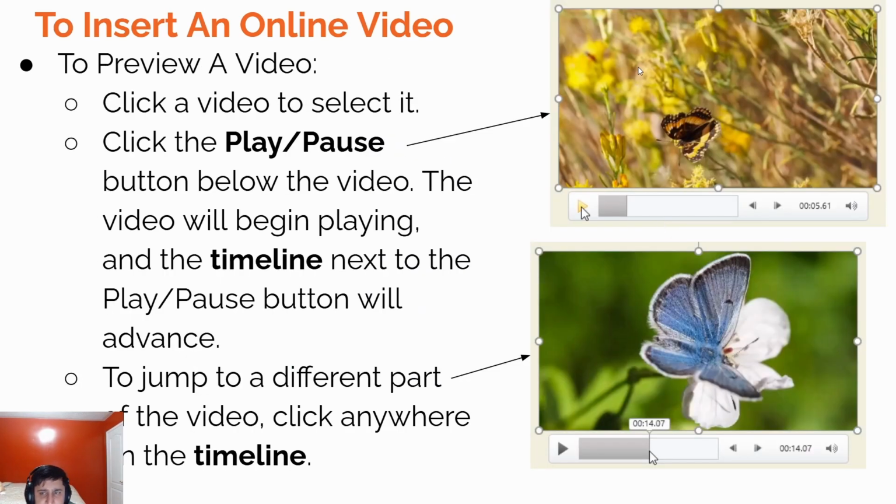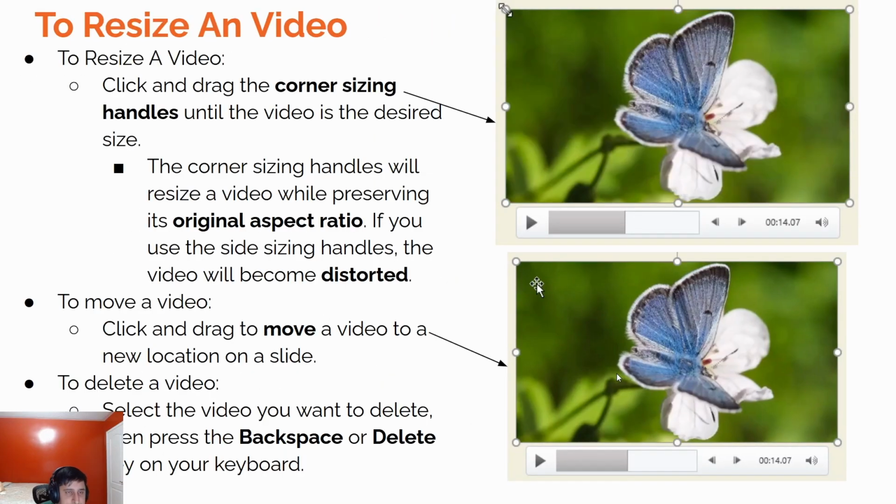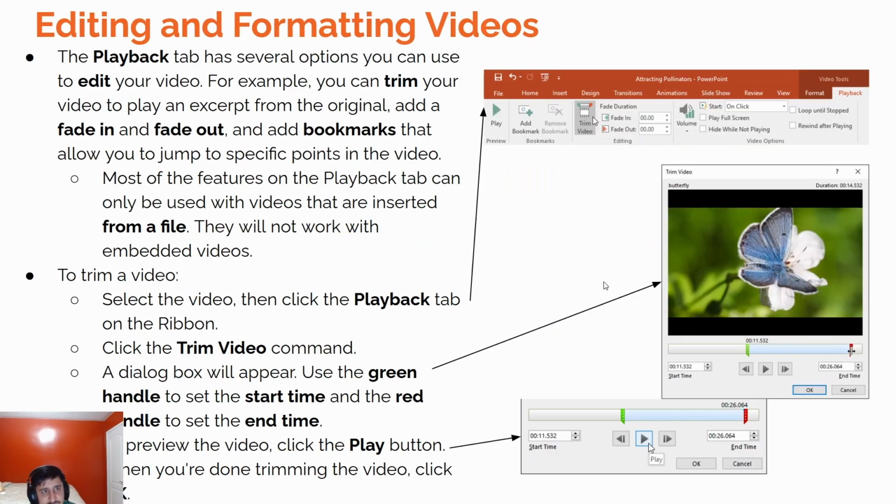To preview a video, again, we click a video and then press play or pause here, and we'll see the timeline. Of course, we can click anywhere on this timeline to jump to that point in the video. You can also resize it by clicking the corner handles and dragging. The corners will maintain your original aspect ratio, whereas these middle ones here will distort. To move a video, we can just click and drag, and to delete a video, we just click on it and click delete.